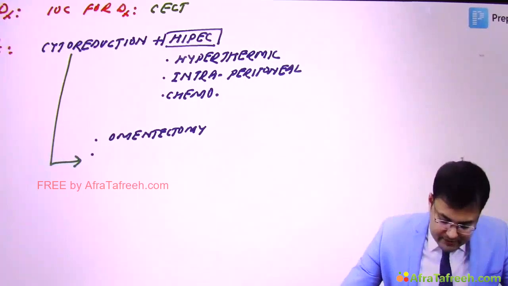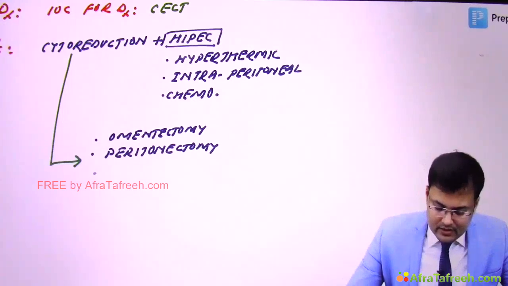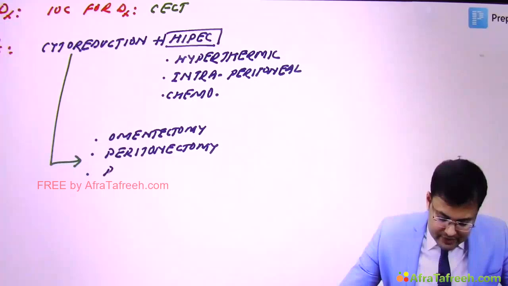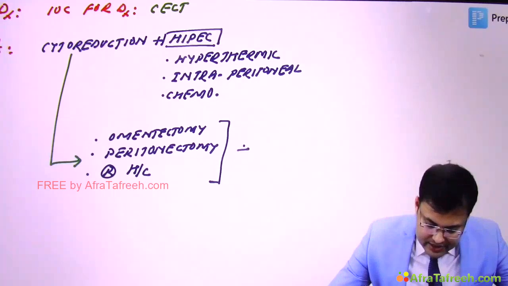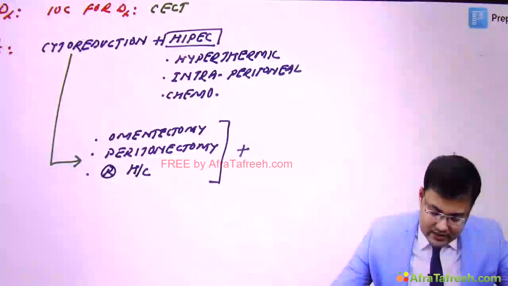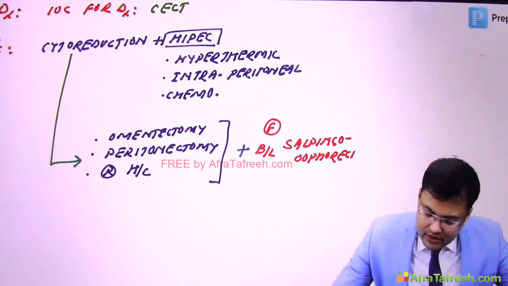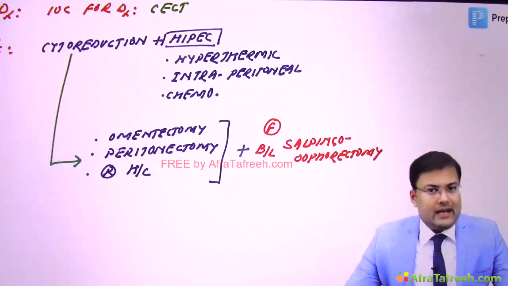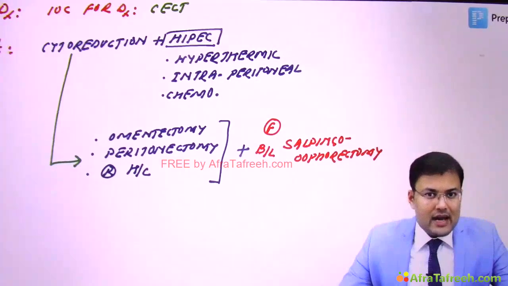We perform stripping of peritoneum, and that's known as peritonectomy. And since the primary is most commonly in appendix, we perform right hemicolectomy. And if a female patient is there, apart from all this, what else is done? In females, we perform bilateral salpingo-oophorectomy. Clear? So in females, we perform bilateral salpingo-oophorectomy in addition to omentectomy, peritonectomy and right hemicolectomy.